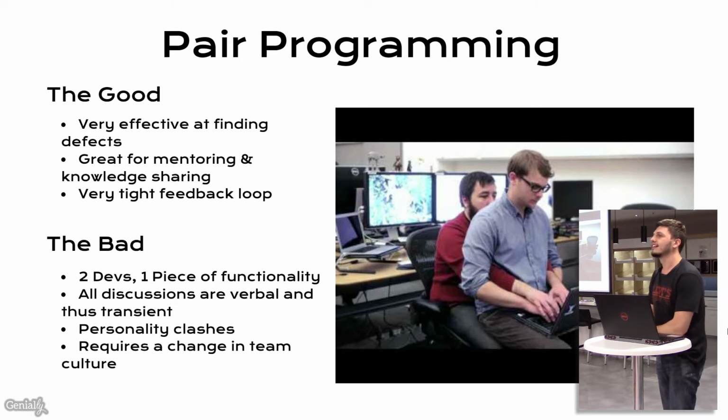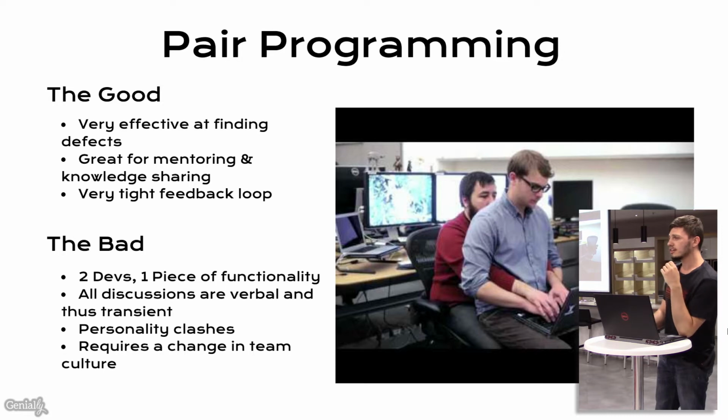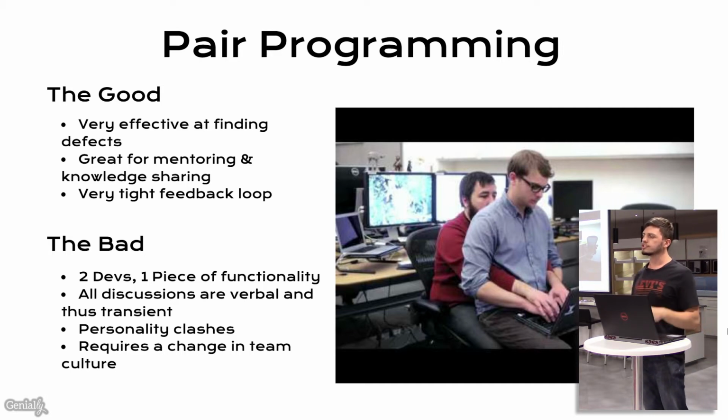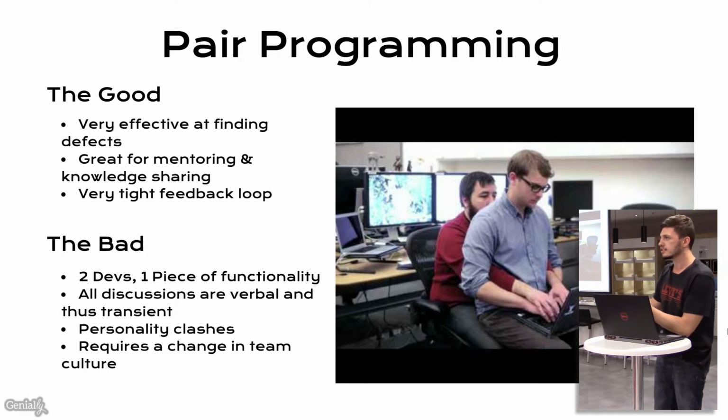Now, as for the bad thing, you've got two devs for one piece of functionality. That ties up two resources for everything you need to pump out. That's obviously quite a time sink. Another thing that is bad with pair programming compared to your tool-assisted stuff is everything is verbal. All your communication, all your decisions in your code going a certain way is verbal. So there's no way in 6 months' time going back to it and looking, why did we make the decision to use X library here, for instance.